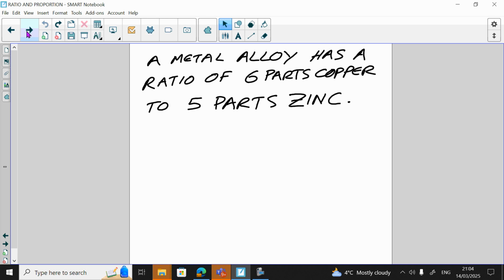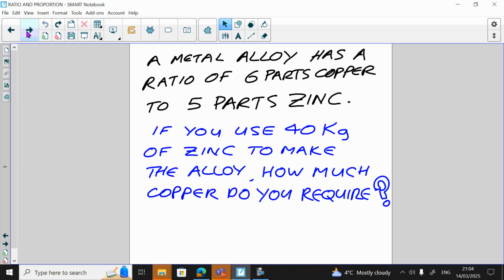It doesn't matter the topic I'm touching upon here. It doesn't matter what course you're on. Just go with the story. See how it goes. So a metal alloy, whatever it is, it's a mixture of metals. 6 parts copper to 5 parts zinc. So first part was information, second part is more information. If we get 40 kilograms of zinc, how much copper do you require? So we've got 6, 5 and 40. Let's see how we go. Let's set it up. I've highlighted stuff here. I like to highlight stuff.